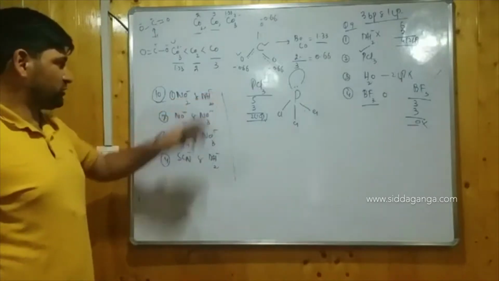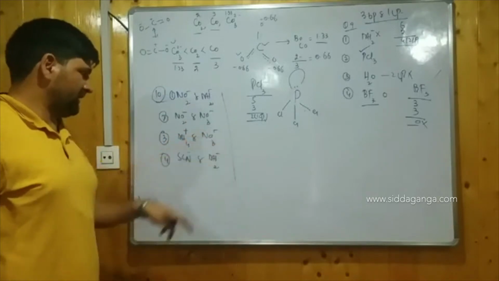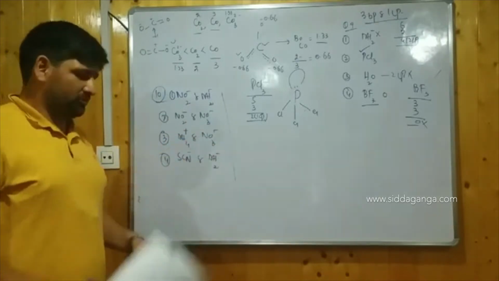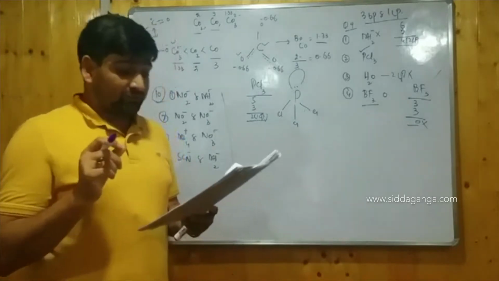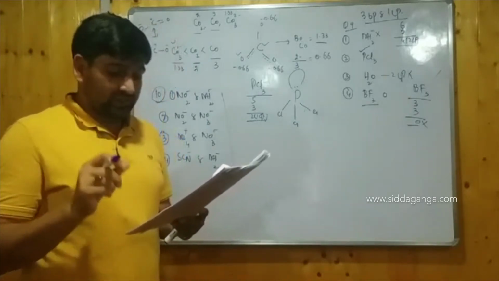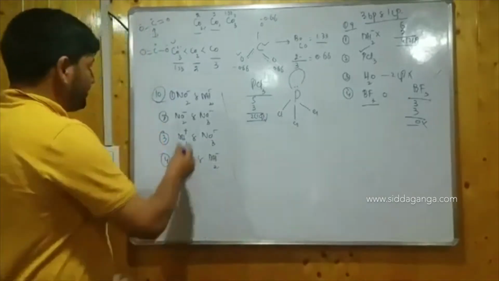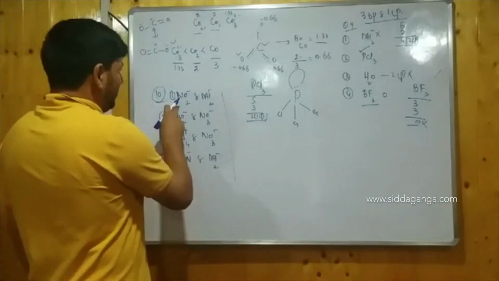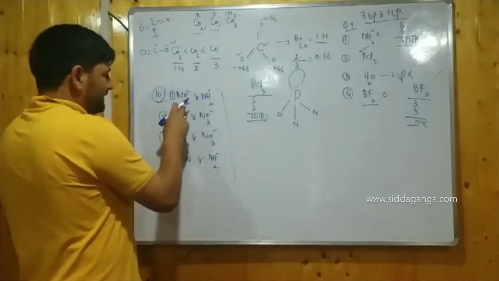NO2 minus and NH2 minus, NO2 minus and NO3 minus, NH4 plus and NO3 minus, SCN minus and NH2 minus. What's the question asked? Which one of the following pairs of chemical species contains the ions with the same hybridization of central atom? For NH2 and NO2, the difference is very clear.